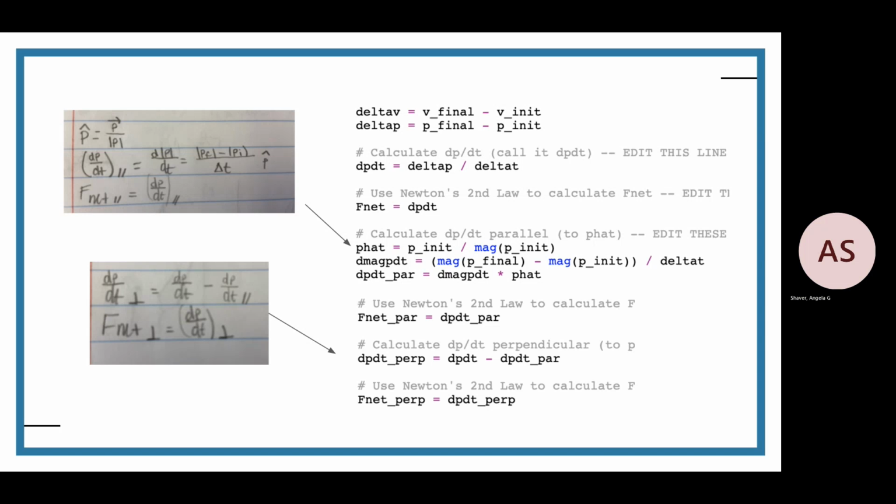Again, on the left are the written out algebraic equations, and then on the right are what was typed into GlowScript.